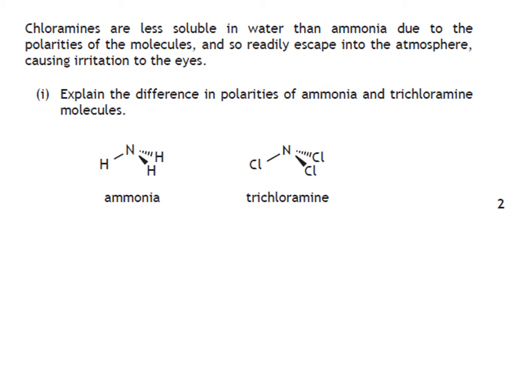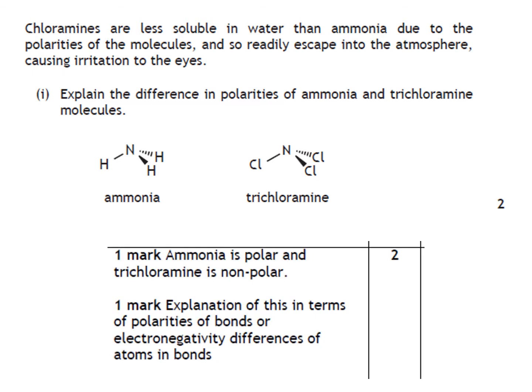Okay, so this here is asking us about the polarity of these two different chemicals. They're quite similar, but one is more polar than the other. And here's our marking instructions here. So ammonia is polar and trichloroamine is non-polar. And the reason for this, for our second mark, is about the difference in electronegativity. So the hydrogen and the nitrogen, there is a greater difference in electronegativity compared to the nitrogen and the chlorine, and therefore that is the more polar of the chemical. Okay, moving on.